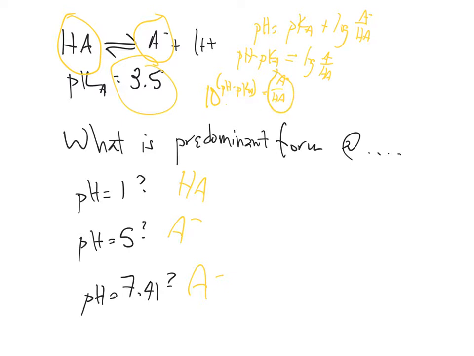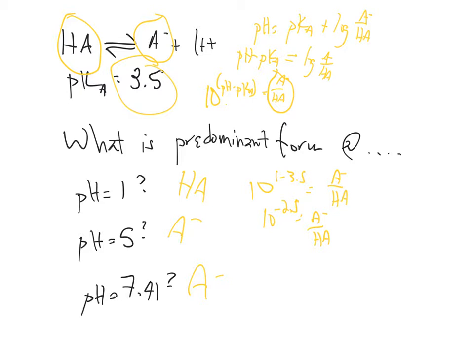And so in this instance right here, we'd have 10 to the, excuse me, 1 minus 3.5 is equal to A minus over HA. So we'd have 10 to the minus 2.5 is equal to A minus over HA. That's going to be a decimal point. I can't do it in my head, but then you can literally figure out the percentage. It's going to be some small number.